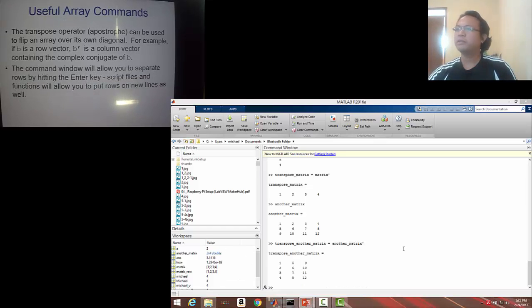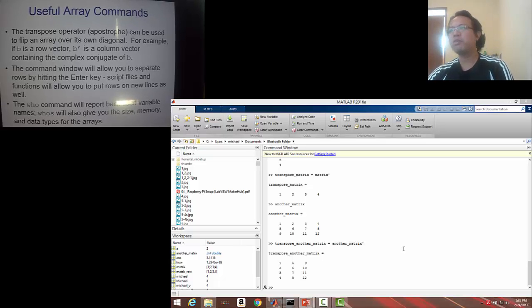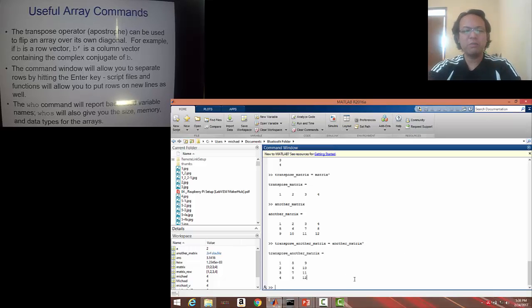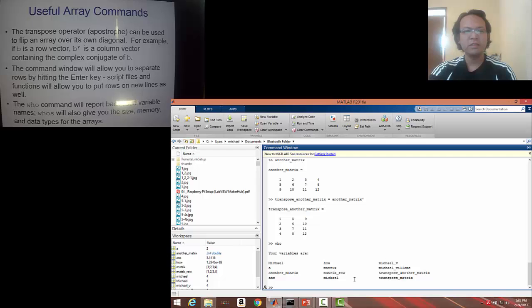So the command window will allow you to separate rows by hitting the enter key. Script files and functions, we will talk about that in the next chapter. And new line, we will talk about that. The who command will report back used variable names. Whos will also give you the size, memory, and data types for the array. So if you say who, you are asking, what are the variables in the workspace? Your variables are Michael, A, and the matrix, and ans, and all of this. So you are asking MATLAB what variables have already been used in this program.